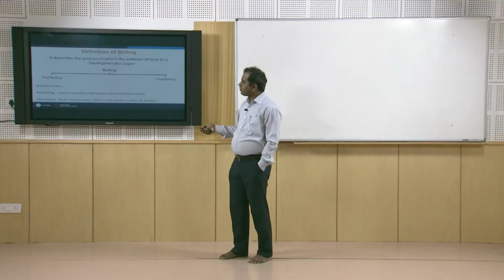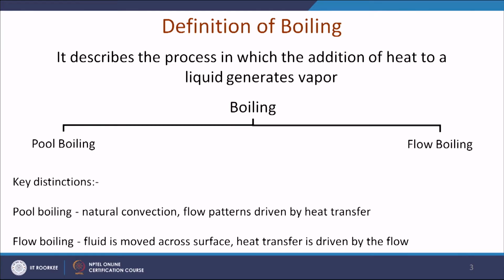Pool boiling occurs inside a stagnant pool where liquid flow is not predominant. So, mainly you will find that flow is caused by natural convection, and whatever flow pattern is caused, that is driven by heat transfer.